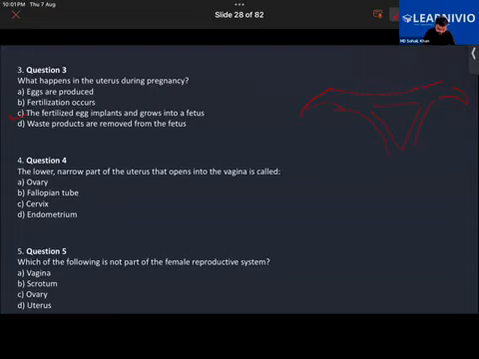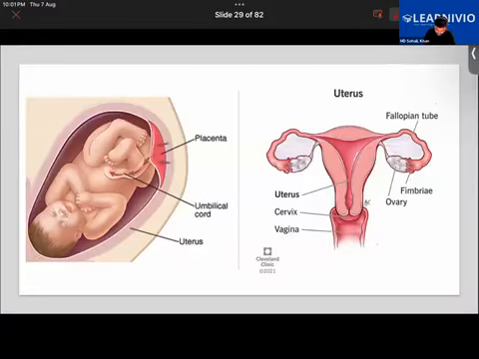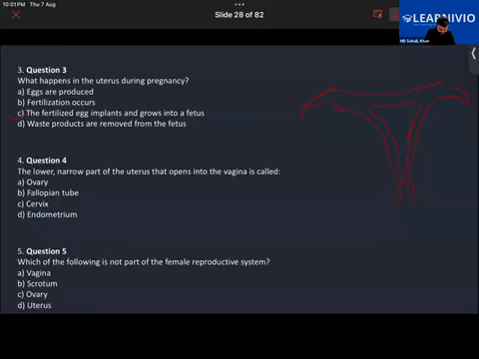The lower, narrower part of the uterus that opens into the vagina. What do we call that? A fallopian tube? Read the question again carefully. Look at this. Hold on. Cervix. The lower part of the uterus opens into the vagina. That is the lower part, and that is the cervix. This is where the fallopian tube is. The fallopian tube is basically connected to the ovary. Getting it now. So that is the cervix.